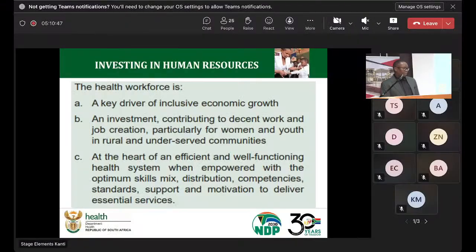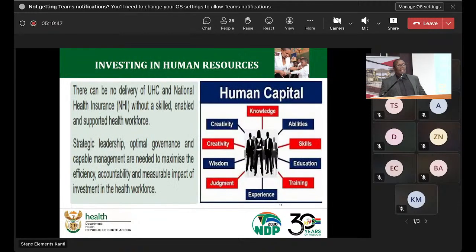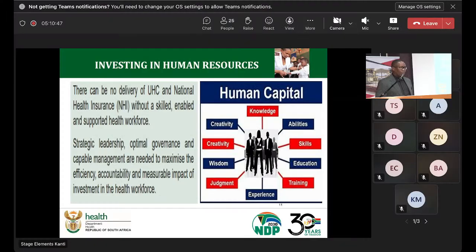But of course, at the heart of an efficient and well-functioning health system, when empowered with optimal skills mix, distribution, competencies, and standards. So what we are also bringing to the fore is that, yes, we are all excited that we are heading towards universal health coverage. In South Africa, the model that is being chosen now is that of an NHI. But the reality is that without any human resource interventions, it is clear that there can be no delivery of universal healthcare coverage without a skilled, enabled and supported healthcare workforce.